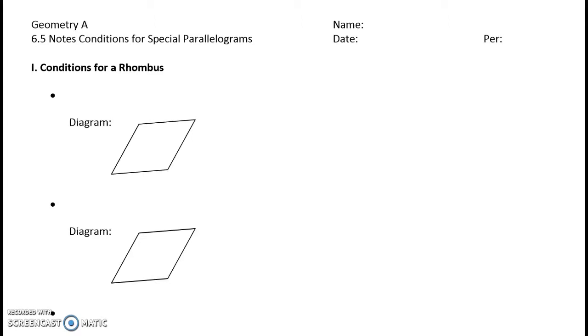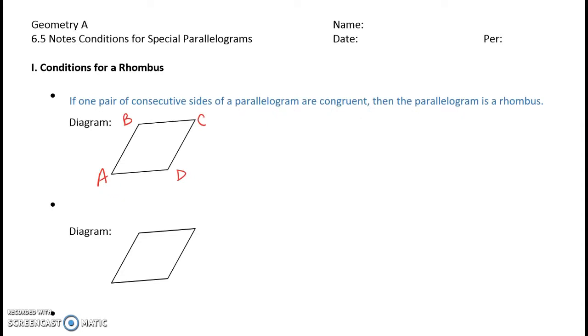If we don't know it's a parallelogram, we don't know it's a rhombus or a rectangle based on these conditions. Our first condition for a rhombus says that if we have a pair of consecutive sides of a parallelogram that are congruent, then the parallelogram is a rhombus. Notice how it's talking about a parallelogram, not a quadrilateral. That is an embedded condition. So we want to know we've got a parallelogram first, and then its consecutive sides need to be congruent for this to be a rhombus.